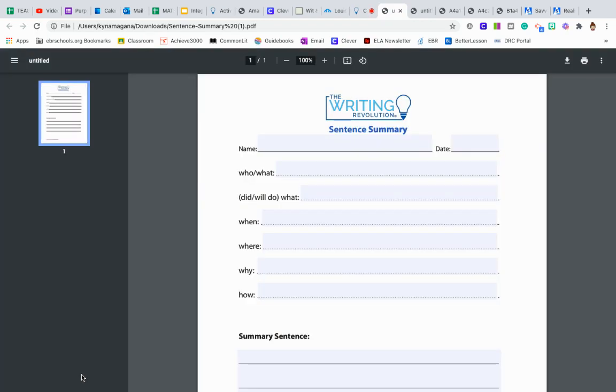So here's what the sentence summary looks like. And this is a PDF, but it is editable. So you can type on it and you can share it with your students, and your students will be able to type on it. I would definitely recommend downloading it and utilizing Kami or Google Docs, something of that nature, just to keep it as simple as possible for your students and for you as you go through with grading.